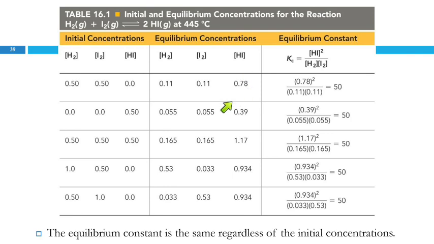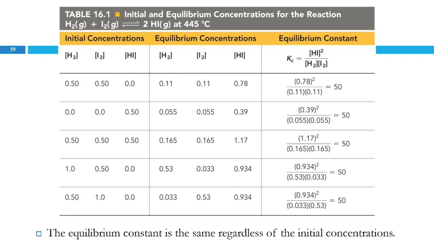So this is the one we just looked at. We were told that these were the equilibrium concentrations. This one happened to come from starting out with half molar this and half molar that, and none of that. When we plugged those numbers in, we got 50. That's what we did in the previous problem. If you start with half a mole of HI, you're going to end up with 0.055 moles of H2, 0.055 moles of I2, and 0.39 moles of HI. You plug these into the expression, you get the same number because the equilibrium constant is constant.